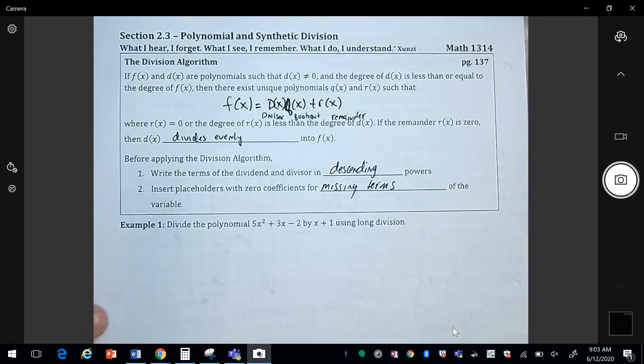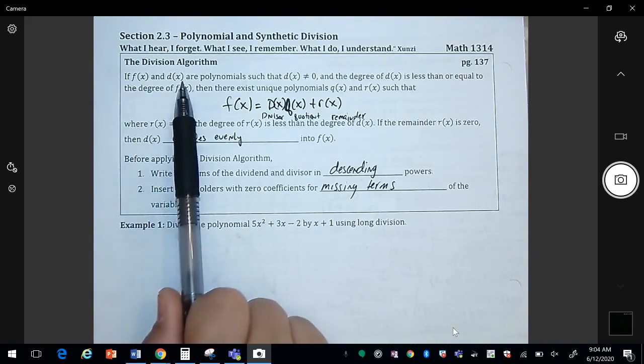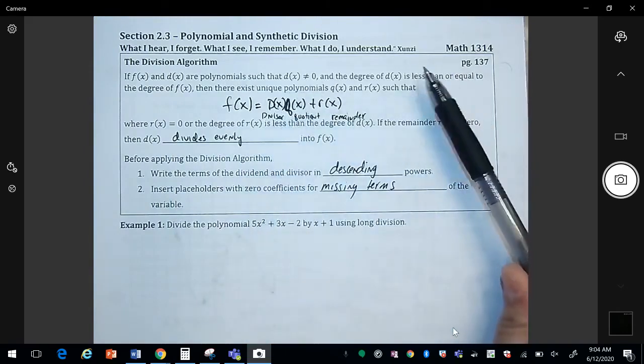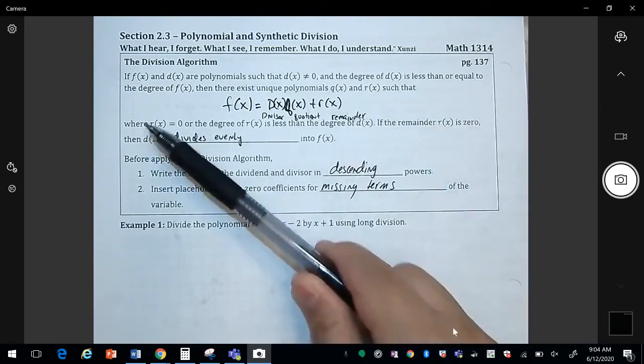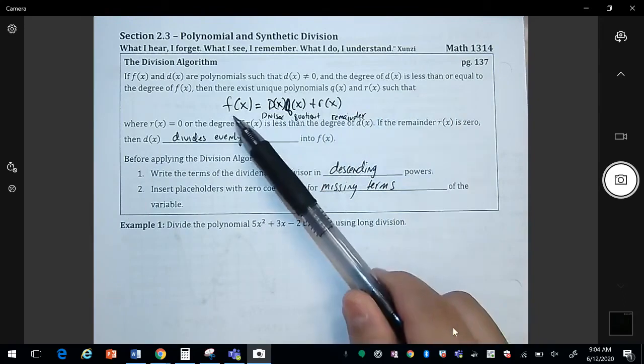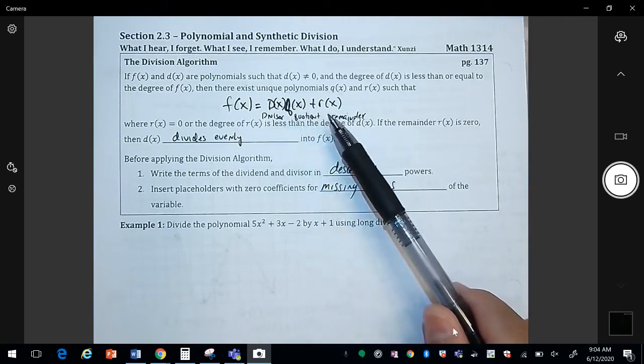So in section 2.3, we're going to be looking at some ways of finding the zeros. And so the first algorithm is a division algorithm. If f of x and d of x are polynomials, such that d of x is not equal to 0 and the degree of d of x is less than or equal to the degree of f of x, then there exists a unique polynomial q of x and r of x such that f of x is equal to d of x times q of x plus r of x.